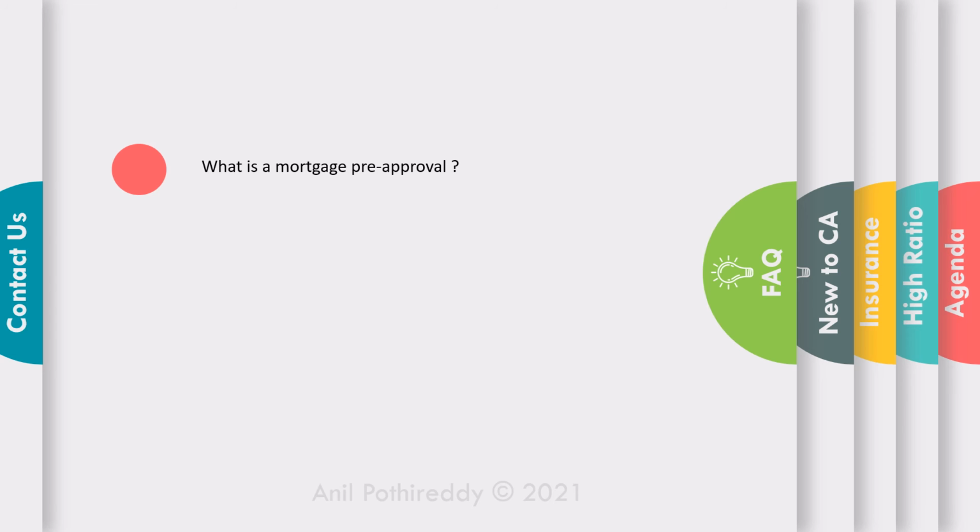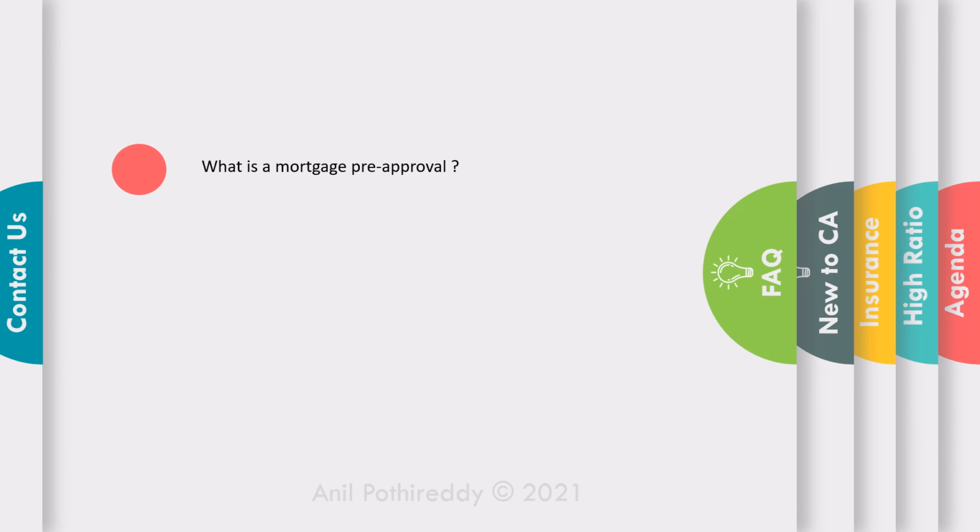Frequently asked questions. Let's answer some of these. What is a mortgage pre-approval? It's a conditional approval provided by a lender based on the information you have provided. It helps to know your mortgage eligibility as a dollar value, say $560,000. This way you can focus on the right properties within your budget.